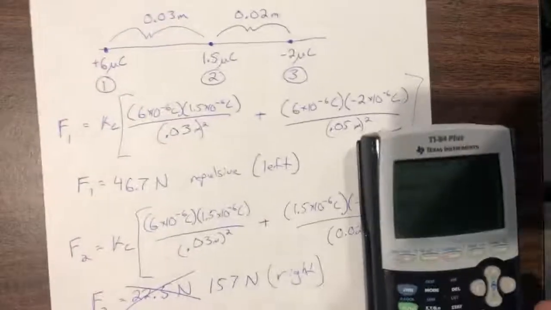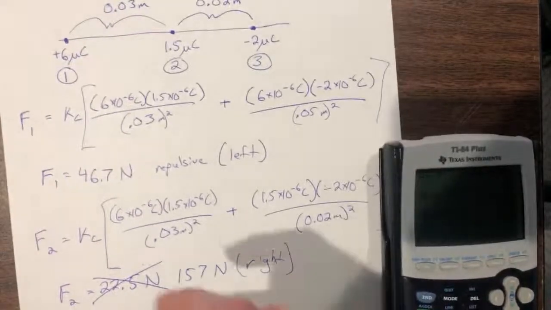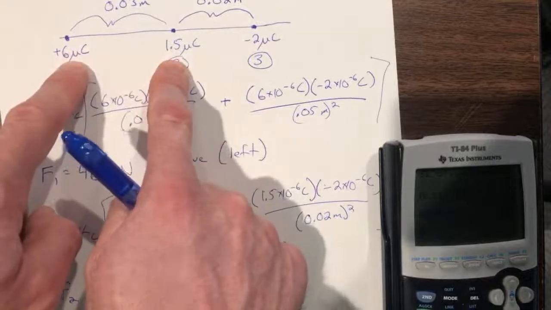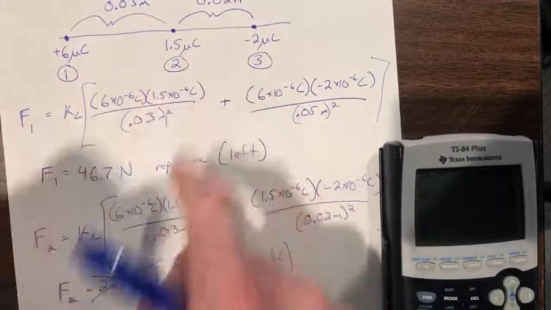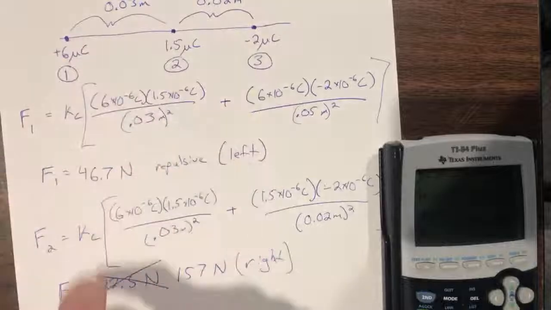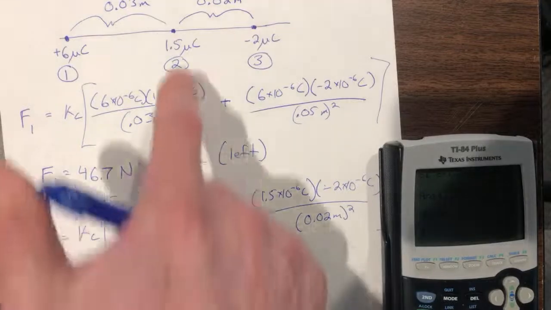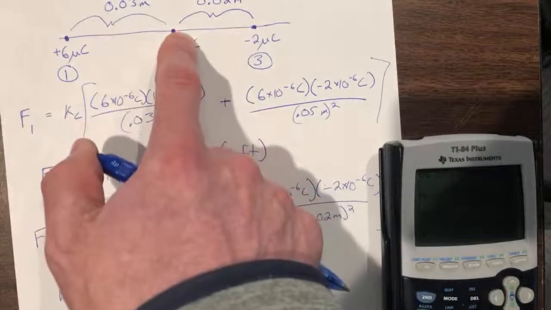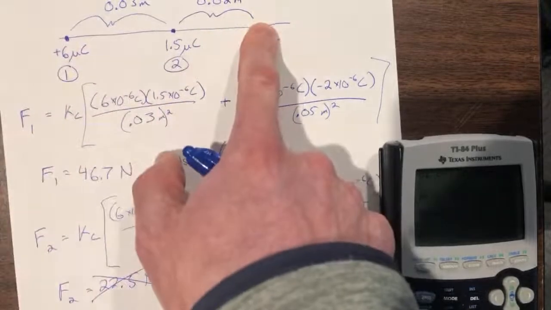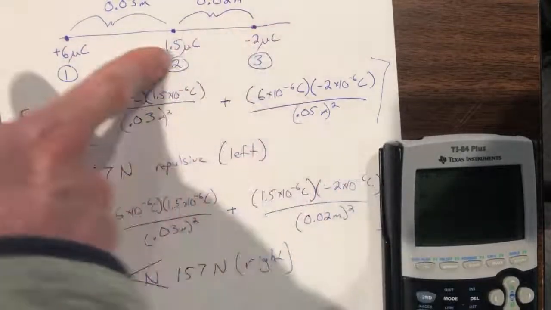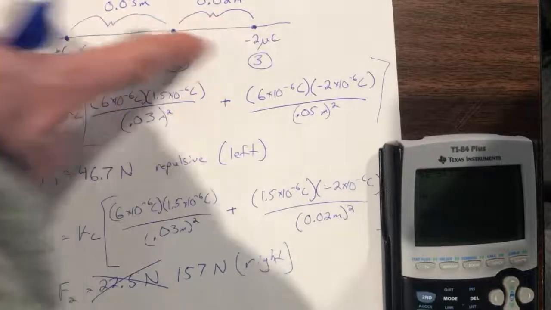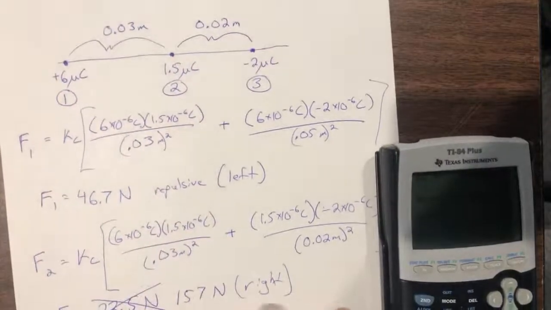When you have multiple charges like this, you can't just say repulsive or attractive, because this one here in the middle is being repulsed by this and attracted to this, but both of those are going to add together to make an overall force to the right. All right? And so that's going to be 157 newtons to the right. So guys, really sorry about that.